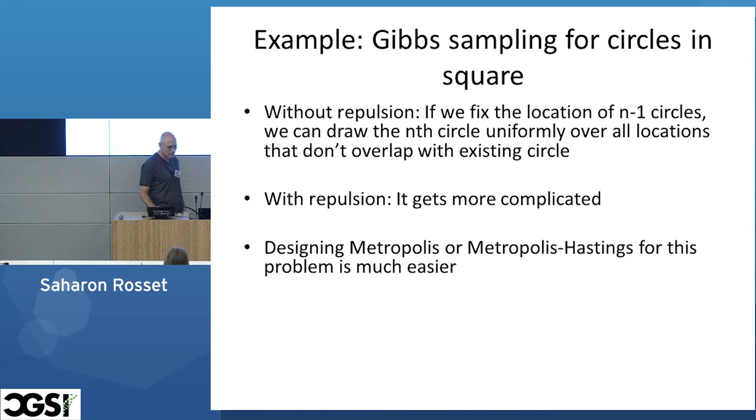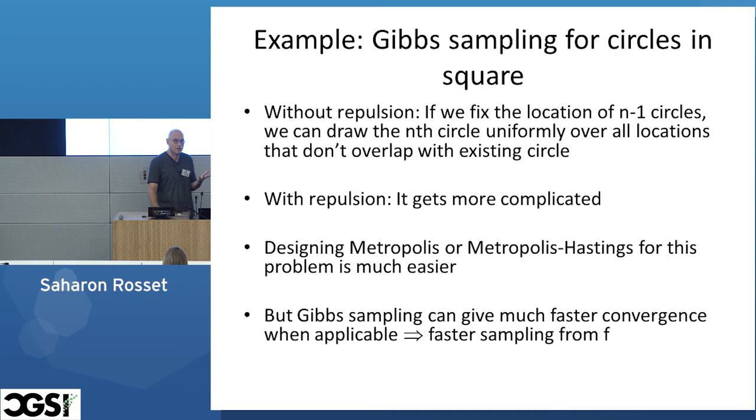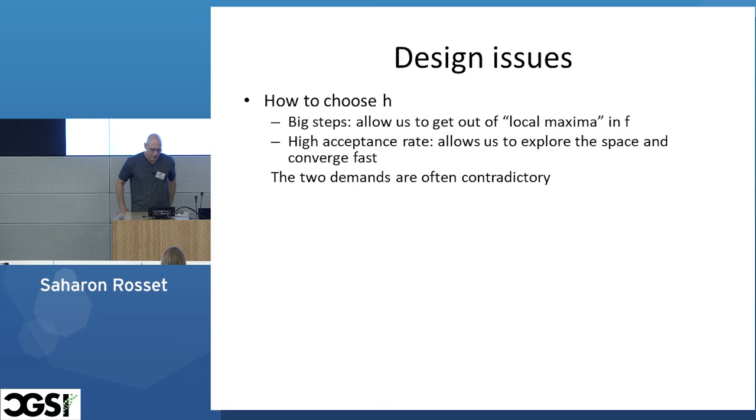With repulsion, it's still possible, but it gets more complicated. So Metropolis or Metropolis-Hastings is often much easier to design than Gibbs, because I can do basically anything I want. But Gibbs sampling typically can give much faster convergence, and that's really what we care about, because we want to get samples in reasonable waiting time. So basically, all we said so far is we need a Markov chain that has the right stationary distribution, and then we're fine. Of course, we're not fine, because we need a Markov chain that moves quickly and gives us samples in a reasonable amount of time.